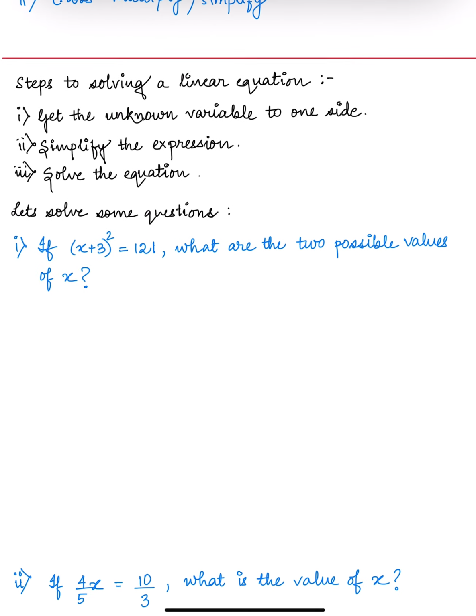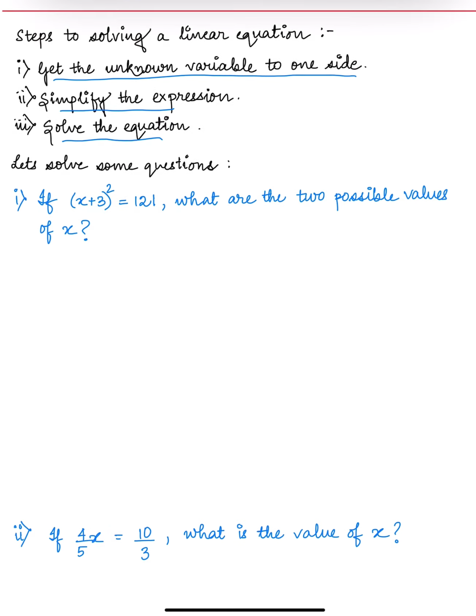Now we have to come to the steps to solving a linear equation. The first is get all the unknown variables to one side, then we have to simplify and finally solve the equation. So let's solve some basic equations and see how it is. The first is that if x plus 3 whole square is 121, what are the two possible values of x? So x plus 3 whole square is 121. So we see that we have to find the value of x.